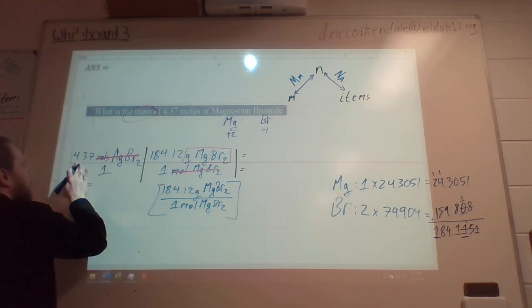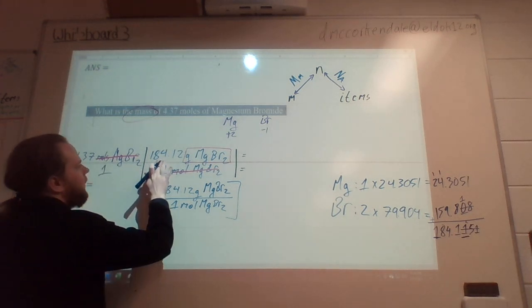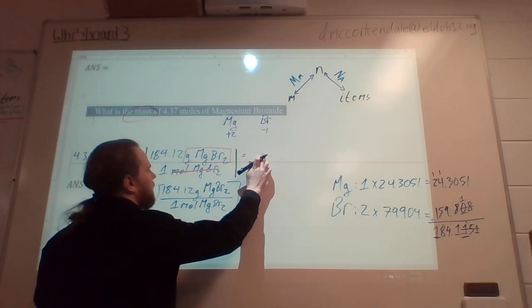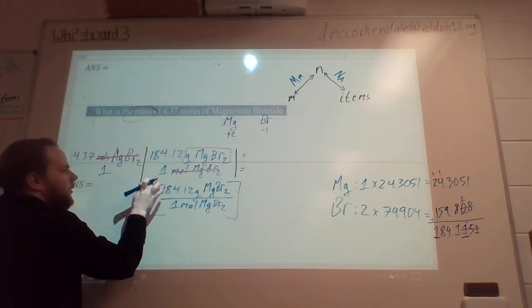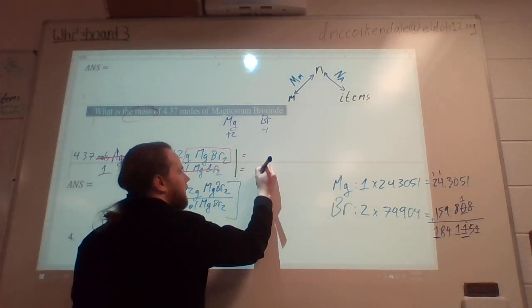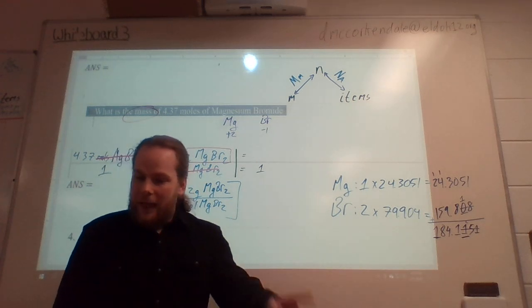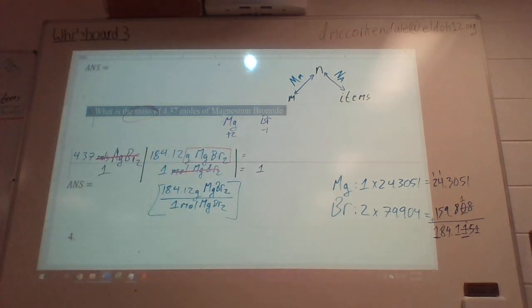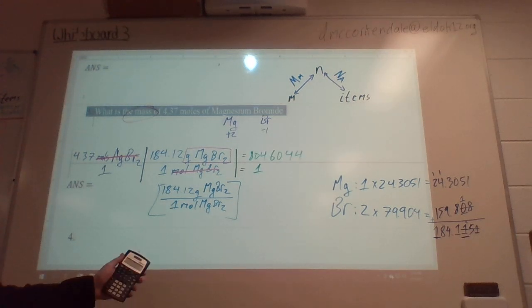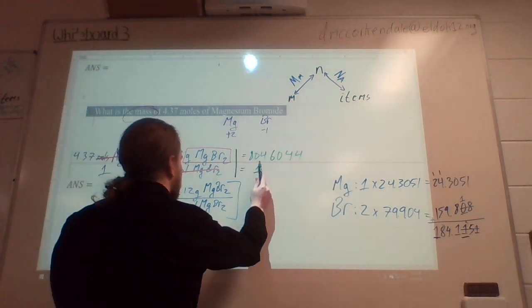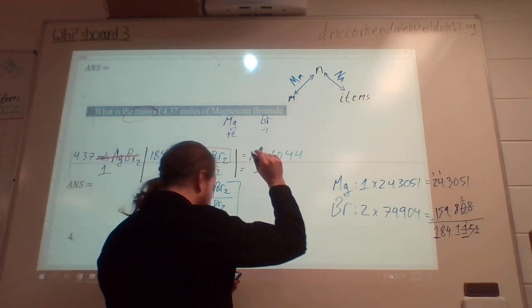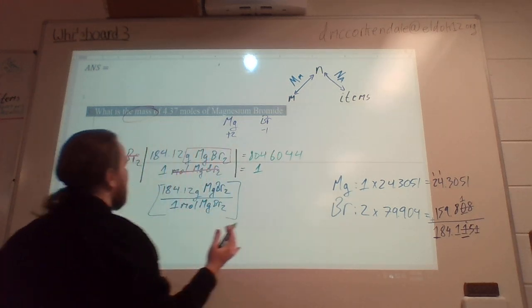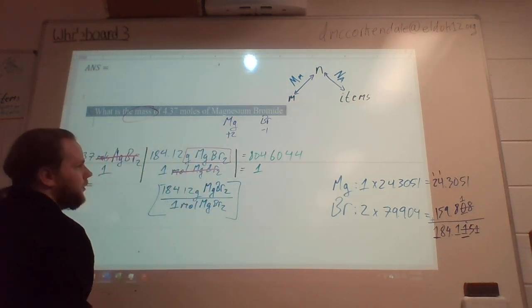So we take 4.37 times 184.12 to get the top. The bottom is 1 times 1. Obviously, I can do that one in my head. But to actually get the other one, I'm going to need a calculator. So give me a moment. So that is going to come out to 804.6044. Sig figs again come in, but we'll get to that momentarily.